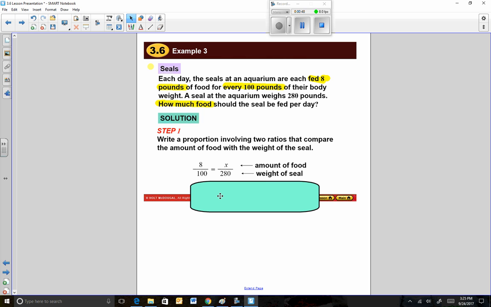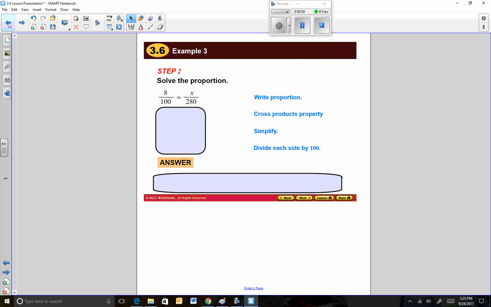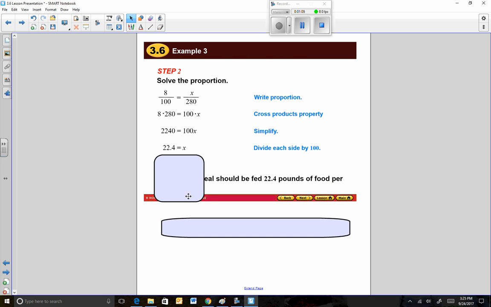Since this should be a consistent ratio, let's take a look at how we could write that out. So we do 8 times 280 and 100 times x. 8 times 280 is 2,240, equals 100x. Divide both sides by the 100, x is 22.4. So what that means is we should feed a 280-pound seal 22.4 pounds of food.